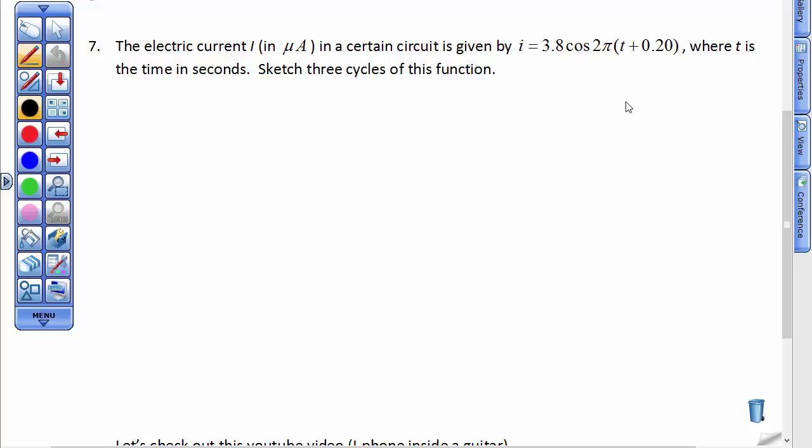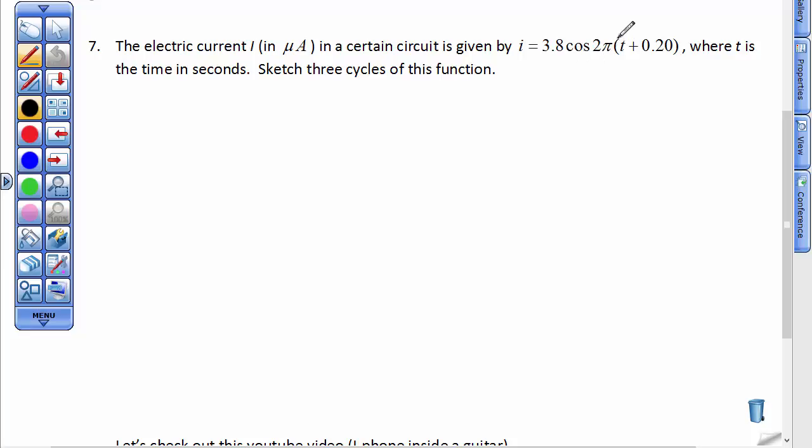Okay, let's graph an application. What we have is an electric current in microamperes in a certain circuit, given by this formula as a function of time, where t is time in seconds, and it says sketch 3 cycles of this function. Well, I could have my graphing calculator do this, but I have to get an understanding of this equation first. So, like, the amplitude is 3.8, etc.